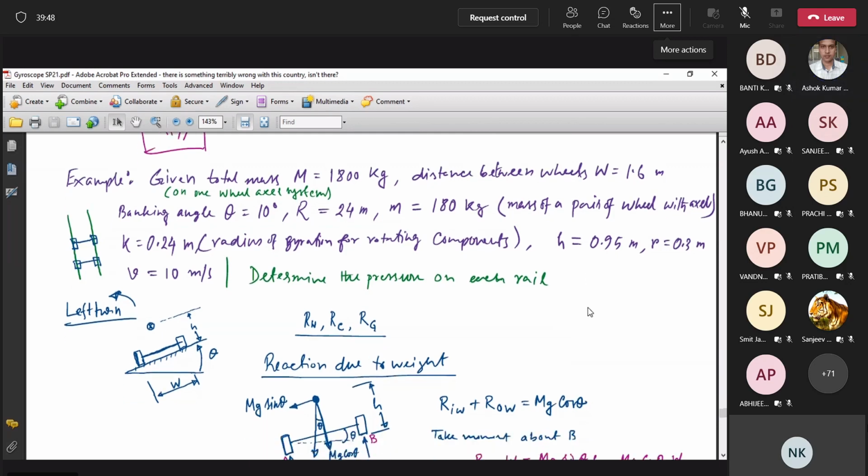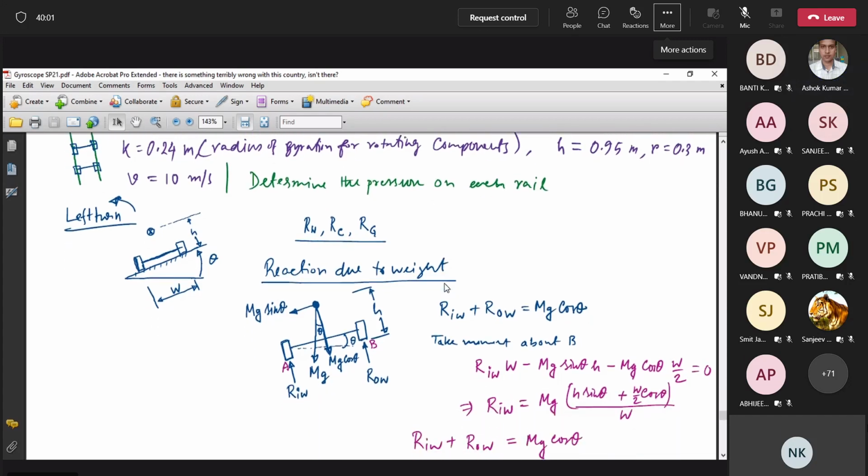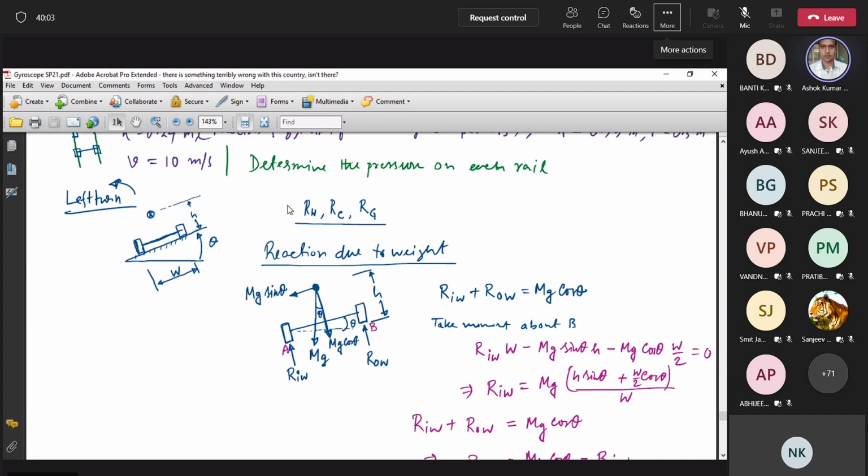We need to determine the pressure on each rail. So it is a railway wagon problem. In each rail, what is the reaction? That's what we have to find out. Basically there are three components of reaction. One is due to weight, another is due to centrifugal force, and another is due to the gyroscopic couple.